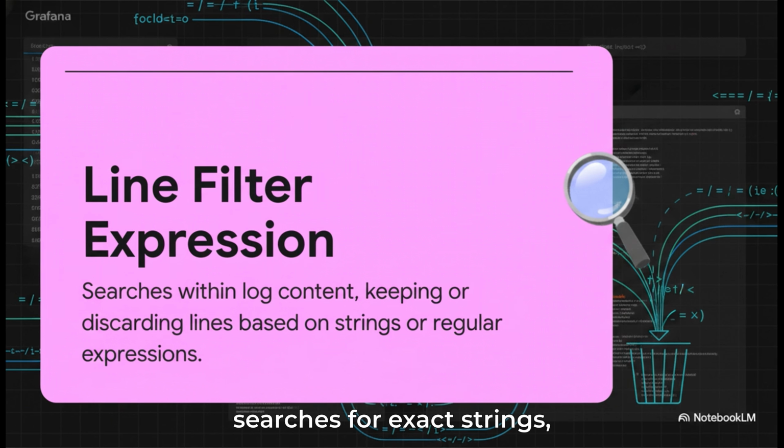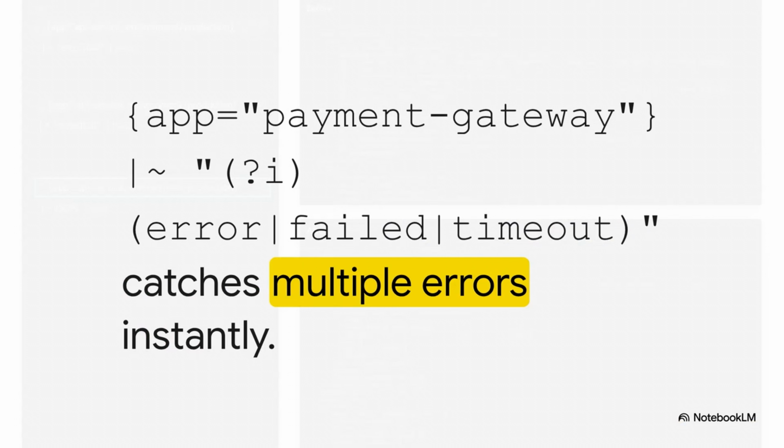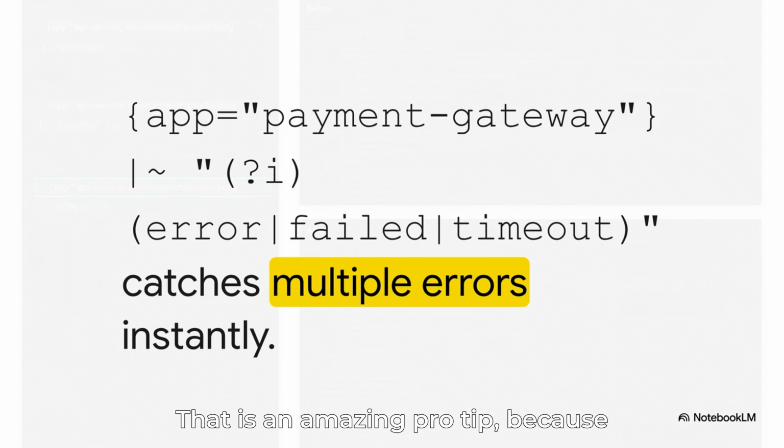A pipe equals searches for exact strings, while a pipe tilde lets you search using regular expressions. This is where we aggressively sift through the data we just pulled. Let's look closely at this specific query. We've selected the payment gateway app, and then we use that pipe tilde regex operator. Notice the (?i) right at the beginning? That is an amazing pro tip, because it makes our entire search case insensitive.